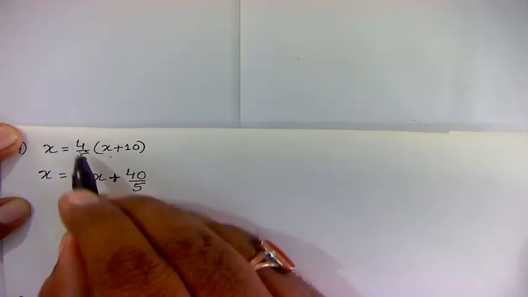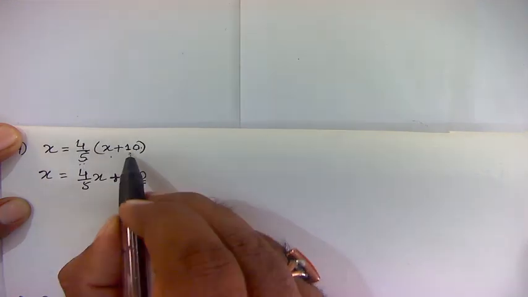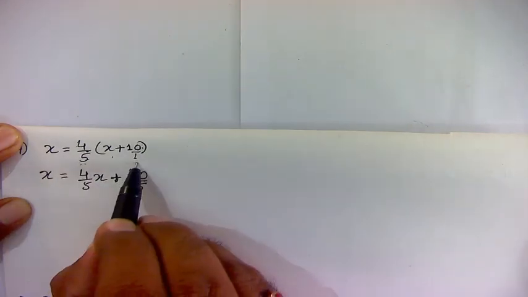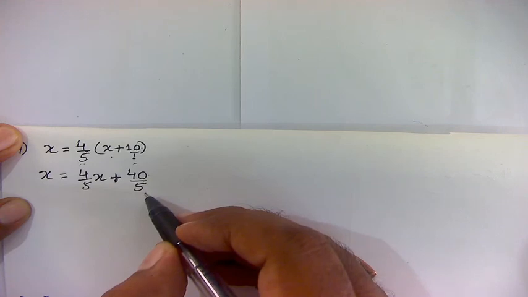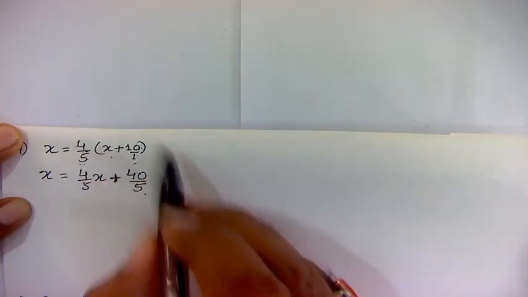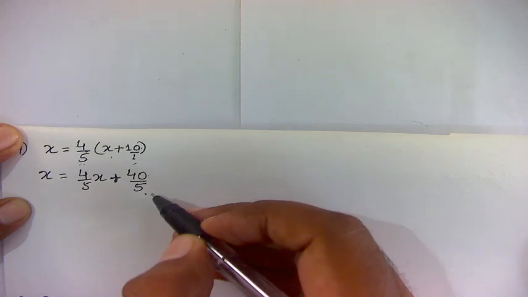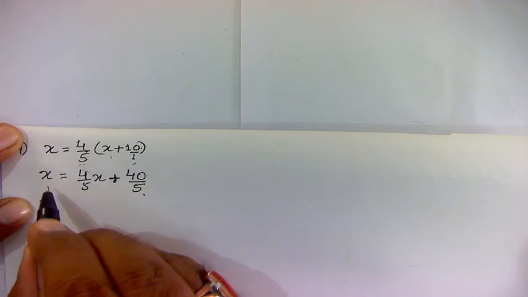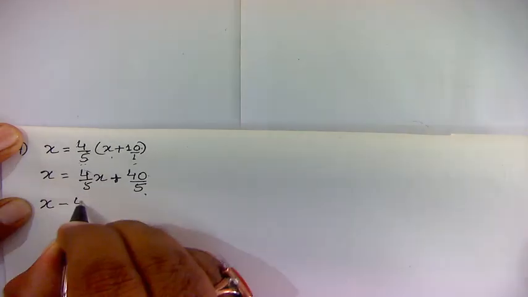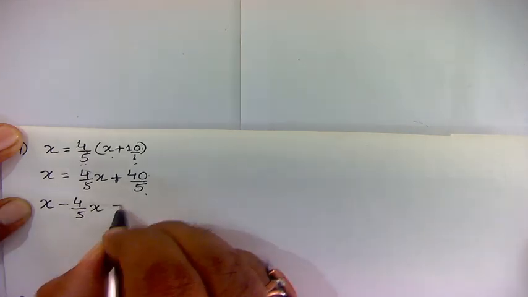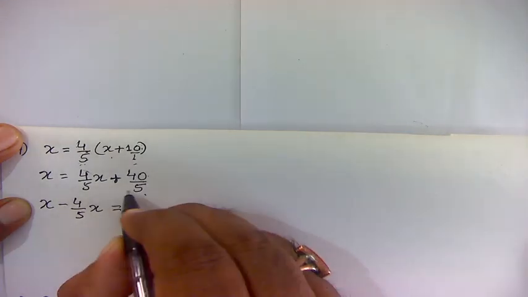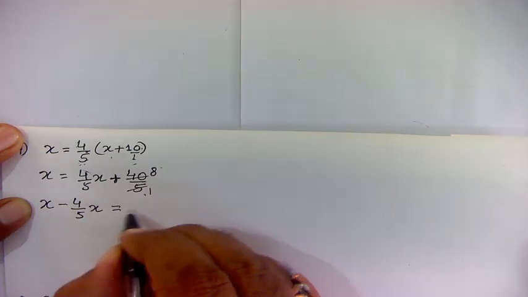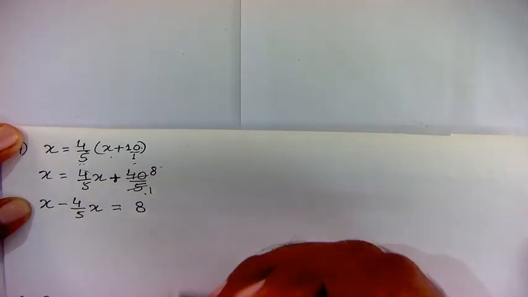Be careful while multiplying 4 upon 5 by 10. 10 means it is 10 upon 1. So you will be multiplying 4 with 10 and 5 with 1, which gives you 40 upon 5. Though you can even simplify it first and then multiply. Now your next step: 4 upon 5 x, when you transpose it to the other side, gives you x minus 4 upon 5 x equals 40 upon 5. They are simplified, and 8 times 5 is 40, so you are left with 8.